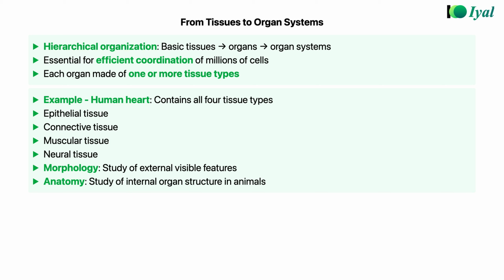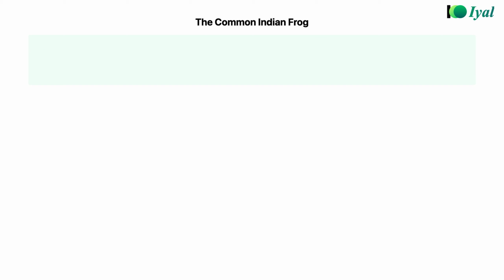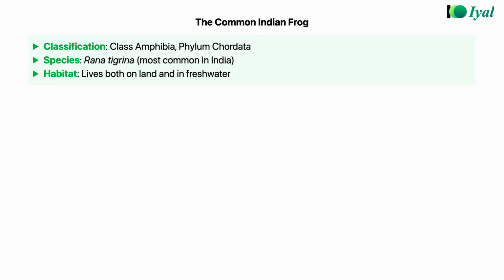Morphology refers to the study of external features, what you can see from the outside. Anatomy, on the other hand, is the study of internal organ structure. When we study frogs today, we'll look at both their morphology and anatomy to get a complete picture. Now let's meet our study organism, the frog.